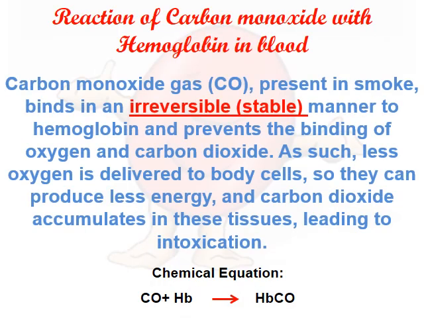Here is the reaction between carbon monoxide and hemoglobin in blood. Carbon monoxide present in smoke binds in an irreversible manner, meaning that it's a stable reaction. It can't occur in the opposite direction, meaning that whenever the binding occurs, this will prevent the binding of oxygen and carbon dioxide. As such, less oxygen is delivered to the body cells.